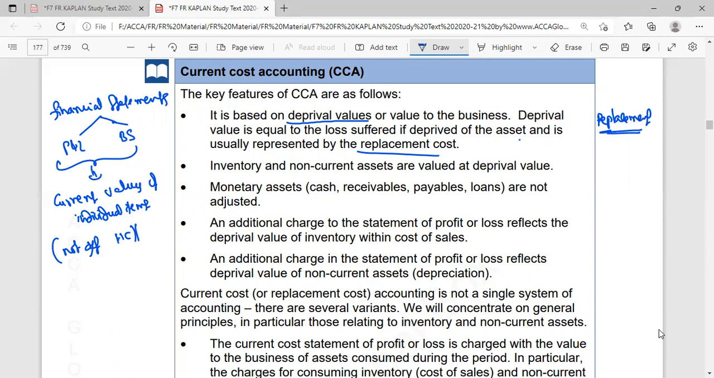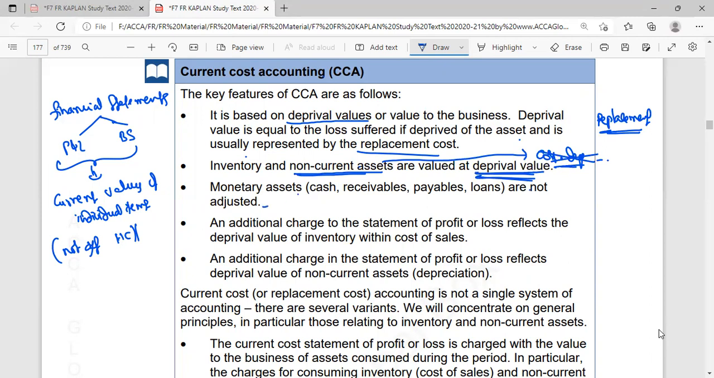So inventory and non-current assets are valued at deprival value. Generally, inventory is valued at net realizable value, and non-current assets are generally valued at cost less depreciation. This is the historical cost method. But if the current cost accounting approach is applied, these are not considered. We have to calculate fair value, which is nothing but deprival value.